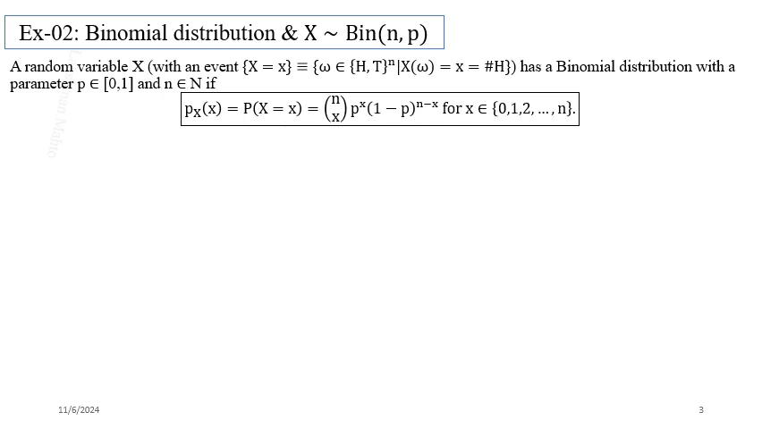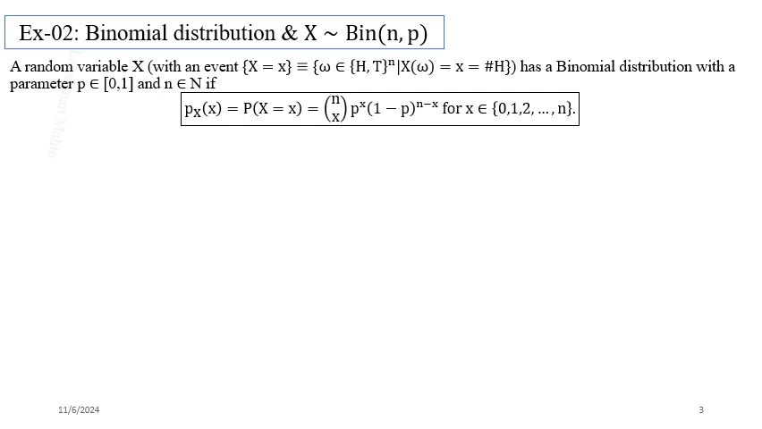So how many possible values will X take in that case? If you are performing n Bernoulli trials, how many successes are possible? Either 0 success or 1 success or 2 successes or 3 or 4, up to n successes. So here the random variable X will take n plus 1 possible values, varying from 0 to n.